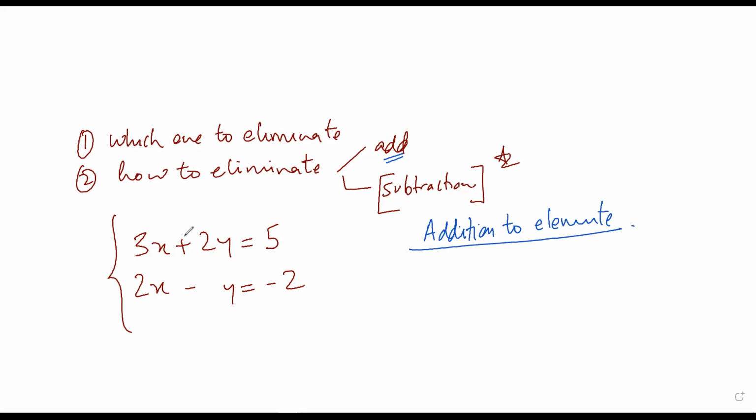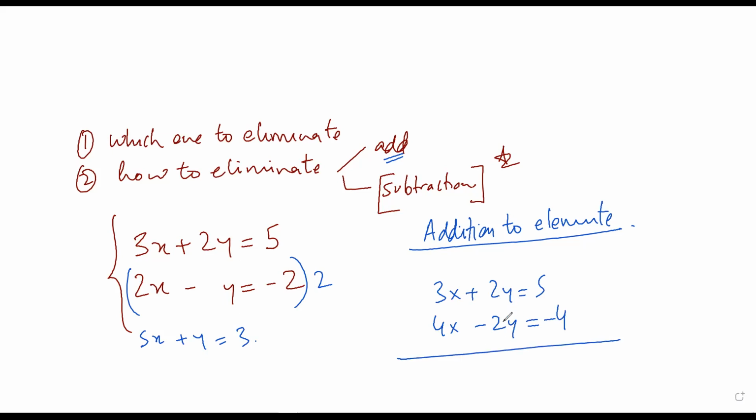Now when I look at these two equations, I understand that if I want to add the two equations, this would become 5x, this would be 2y minus y plus y, and this would be 3. Nothing has got eliminated. But what I see is that if I multiply both sides of the second equation by 2, what I will get is 3x plus 2y is equal to 5 and 4x minus 2y is equal to minus 4. Now when I add the two equations, this 2y and minus 2y would get eliminated.